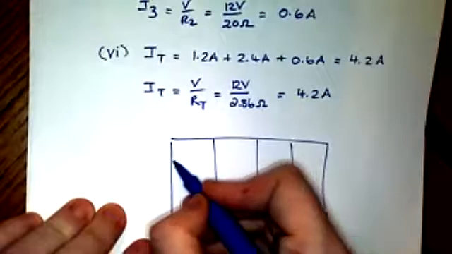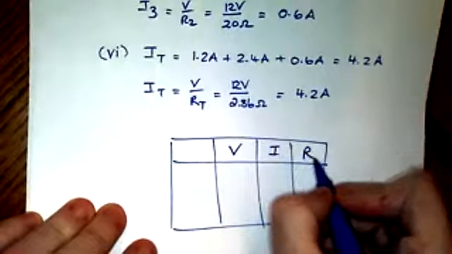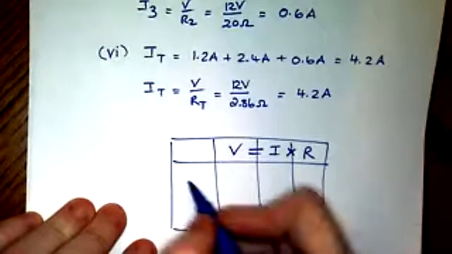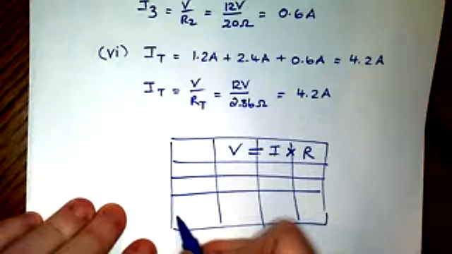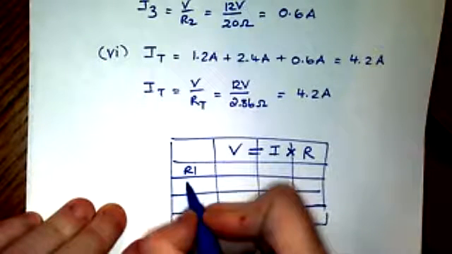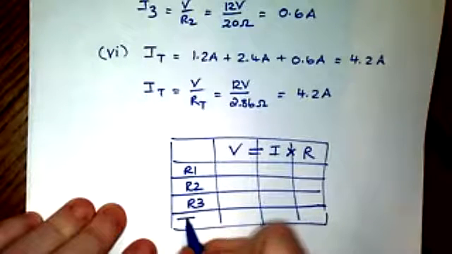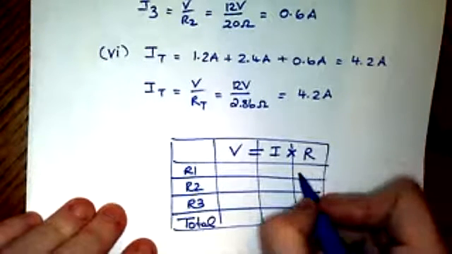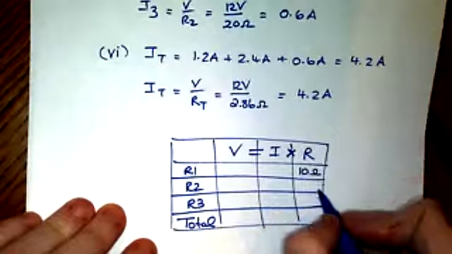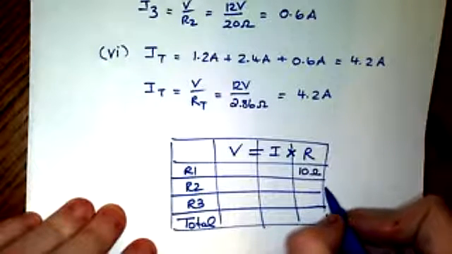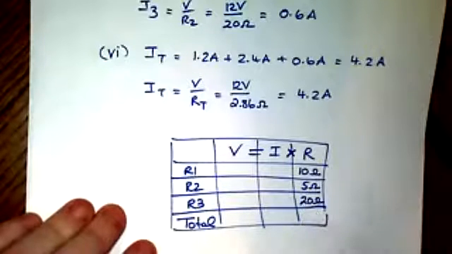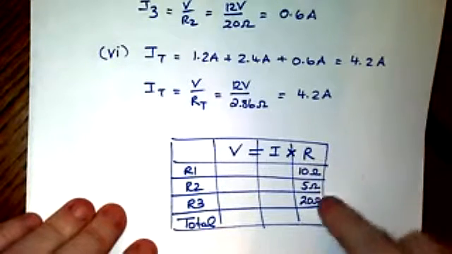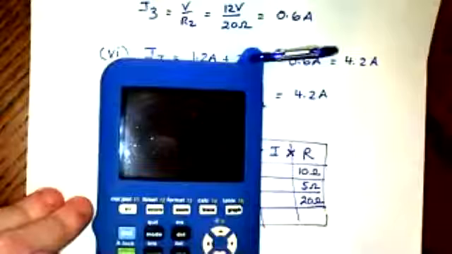I've got my V, my I, my R. V equals I times R. That's going to be R1, R2, R3. So there's R1, R2, R3. This is going to be my total. My R1 was 10 ohms. My R2 was 5 ohms. And my R3 was 20 ohms. Now remember, we do not add those up. That only happens in a series circuit.